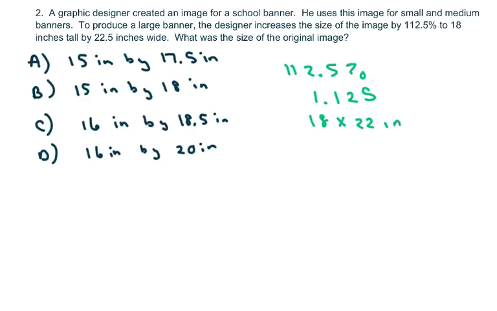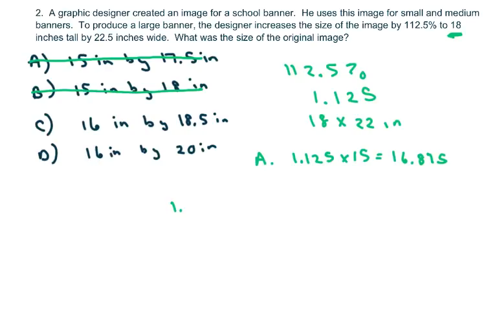Okay? So we're going to start with A, and we're going to say 1.125 times 15 equals 16.875, and that's not 18. So we can eliminate A and B. Okay, so let's move on to C. 1.125 times 16 equals 18. So the 16s work. So we should have probably just did those.